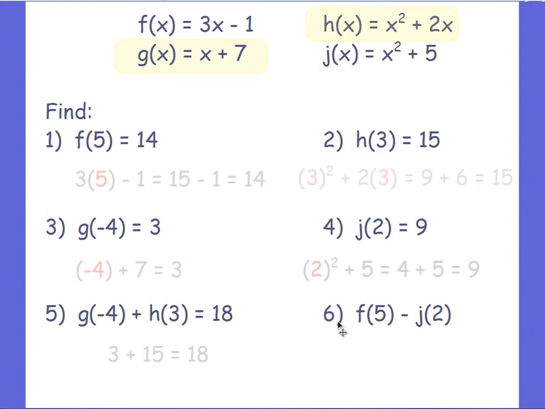Number 6 is asking us to use functions f and j. We already know that f of 5 is 14, and we know that j of 2 is 9. So 14 minus 9 leaves us with a total of 5. f of 5 subtracting j of 2 equals 5.